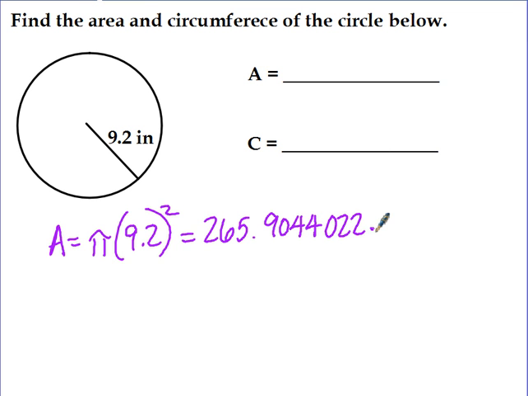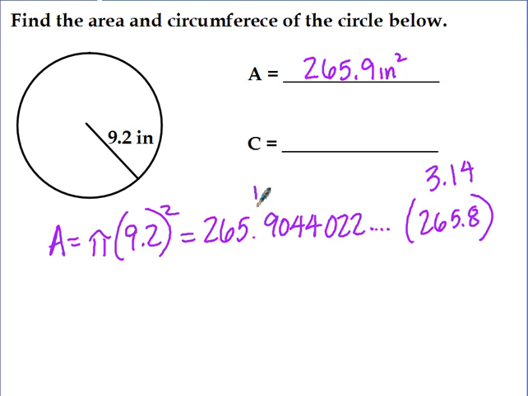But remember, all of our answers in this section we're going to round to 1 decimal place. So that's 265.9. It's still area, so the units are still going to be squared, just like with rectangles, just like with triangles. But we're just going to 1 decimal place. And actually, I did put them each in again with 3.14 instead of calculator pi. If you use 3.14 here, your answer is going to be 265.8 instead of 265.9. That's if you use 3.14, and this one is if you use the pi button.